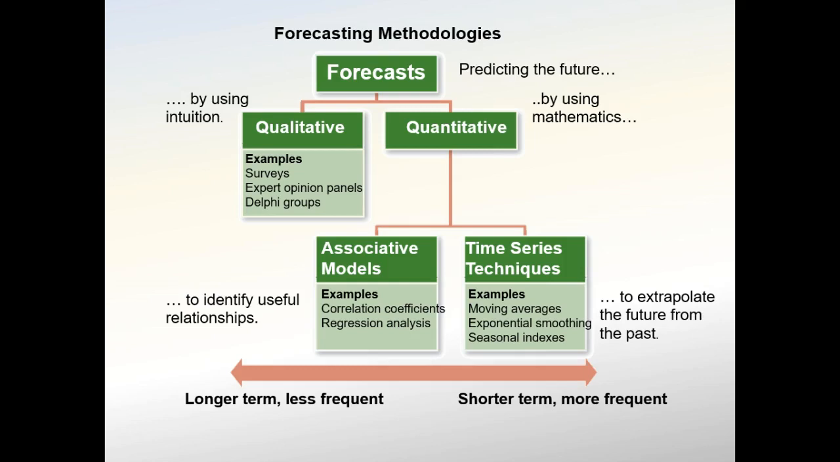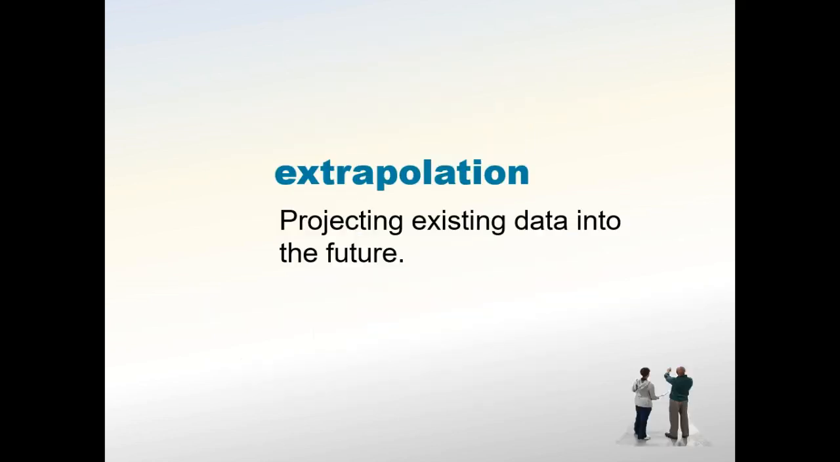So where associative modeling attempts to predict a future outcome by identifying important links between the outcome and other factors in its environment, time series assumes the future outcome is simply a function of that outcome's historical behavior. Thus, this approach focuses on past data in an attempt to project this behavior into the future, which is a methodology known as extrapolation. So extrapolation is simply projecting existing data into the future.